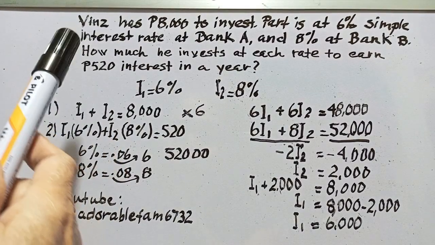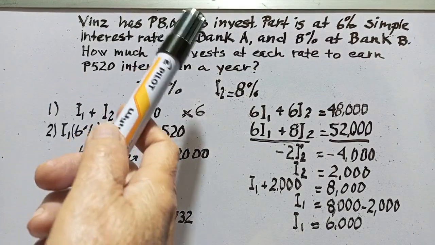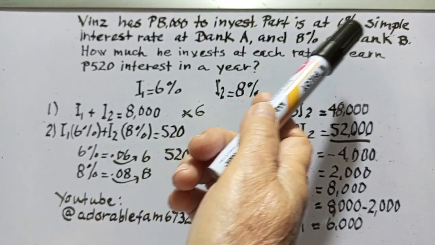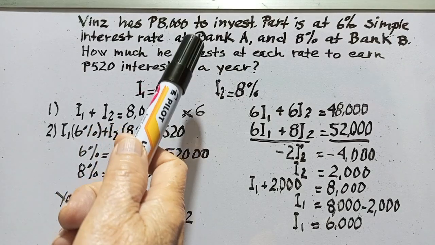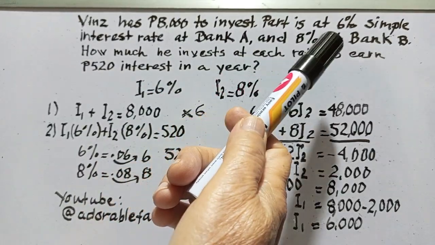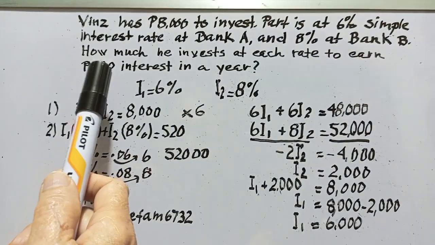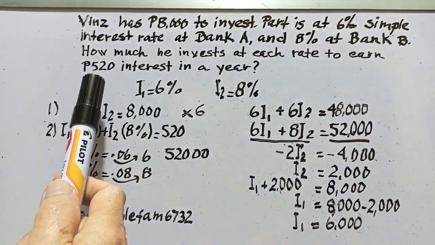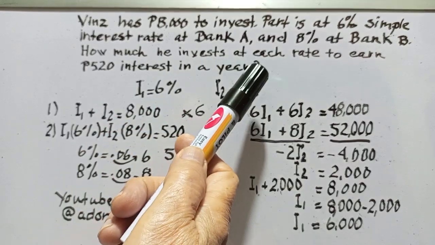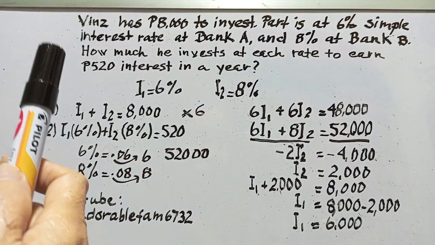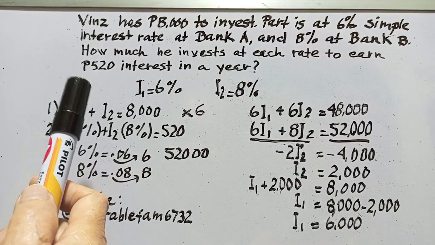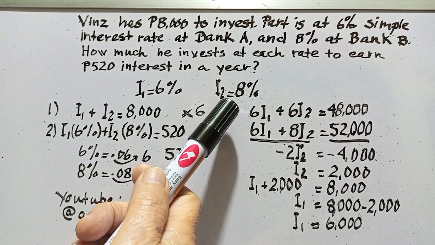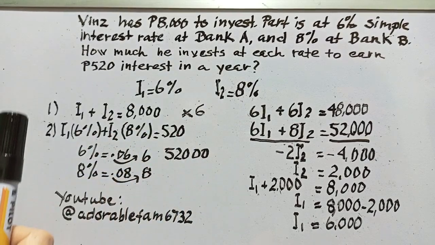Now here we have, Vance has 8,000 to invest. Part of this investment is at 6% simple interest rate at Bank A and 8% at Bank B. How much does he invest at each rate to earn 520 interest in a year? So we have two investments at two different rates. The first is at 6% and the second is at 8%.